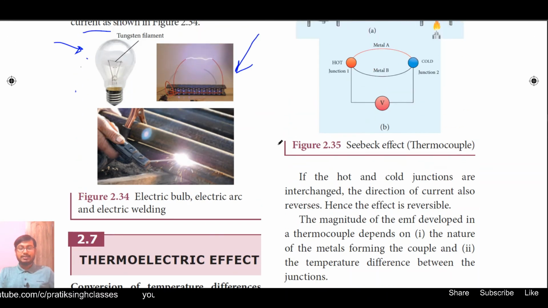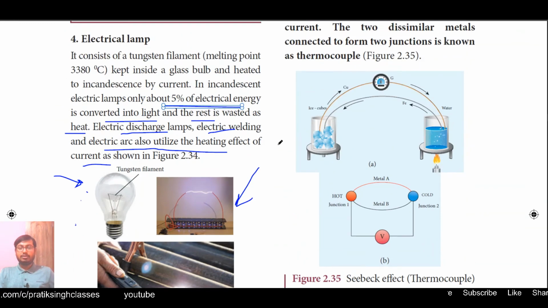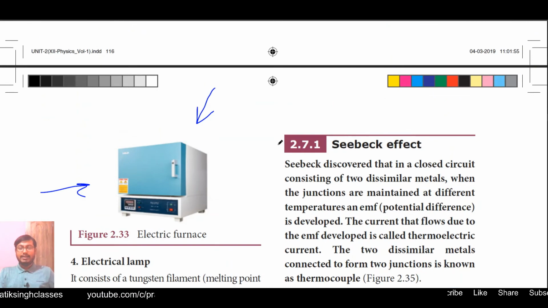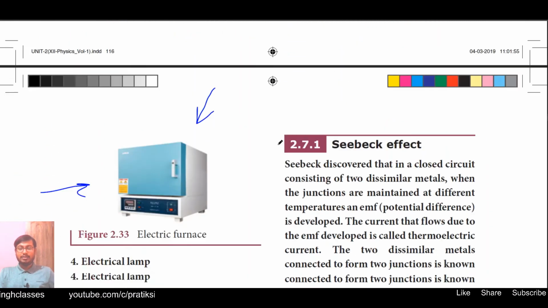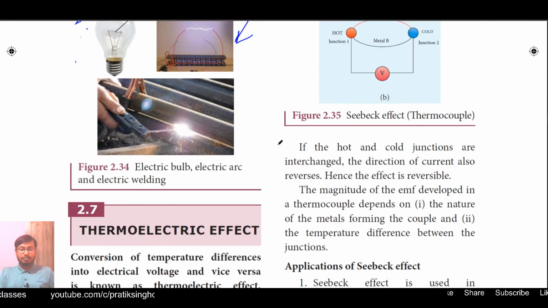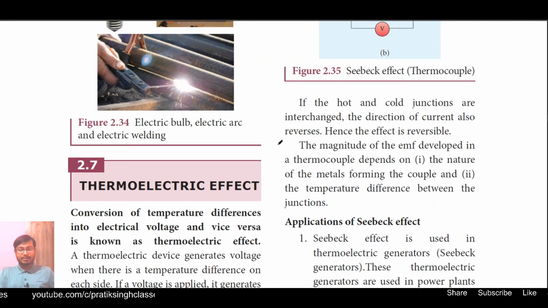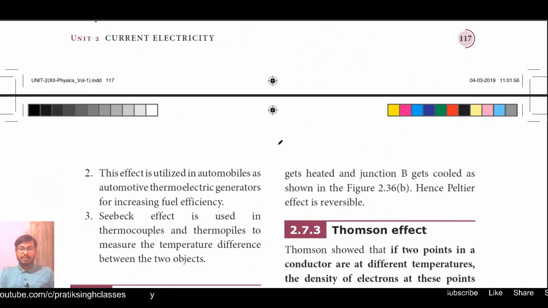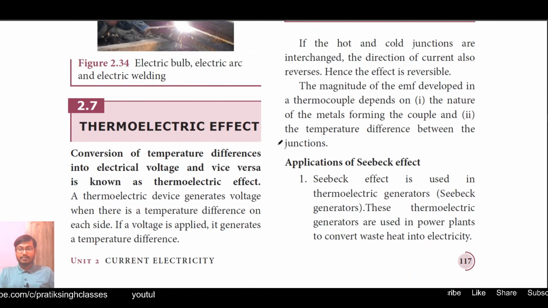So this is all about Joule's law and the heating effect of current. In the next video we will study the thermoelectric effect and a lot of other phenomena, as they come in subsequent chapters.